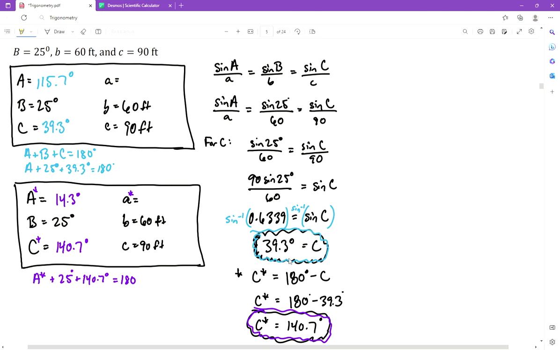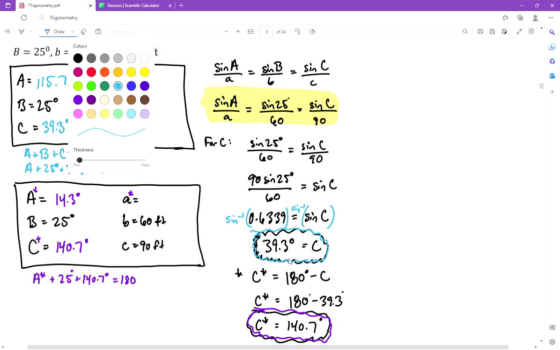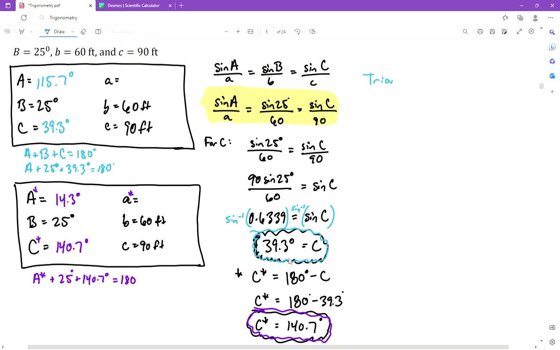Let me even highlight this. This is the original law of sines that got it all going, and we're just going to use that twice to finish this problem. Still I'm just going to label it triangle 1. Looking at the highlight, I'm going to fill in the angle A. So sine of 115.7 degrees over little a equals sine of 25 degrees over 60 equals sine of 39.3 degrees over 90. So there's just filling everything in again.